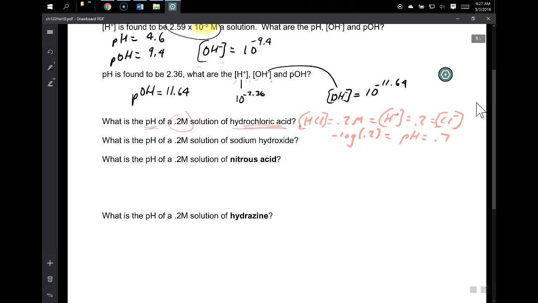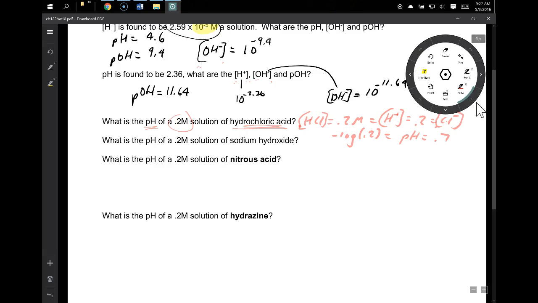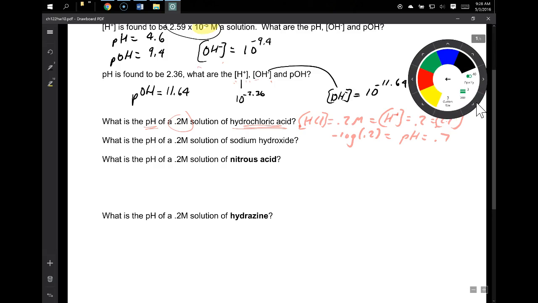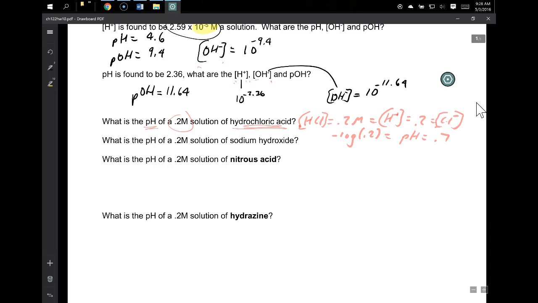And so what's important about this sodium hydroxide? It's a strong base. So this 0.2 means the same thing that it meant for the hydroxide. So if I take the negative log of this 0.2, I'm going to get the 0.7 again, but what is it this time? This is my pOH. So then my pH is actually going to be what?